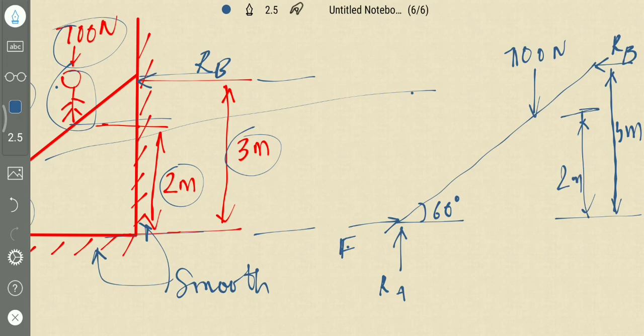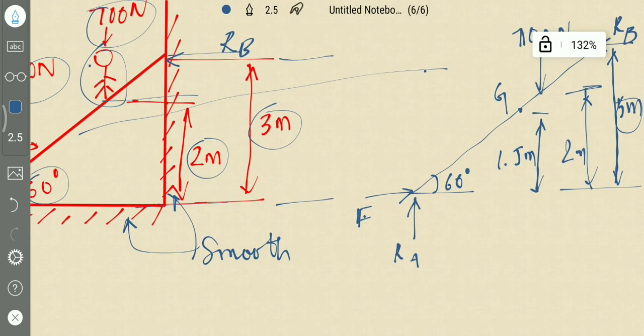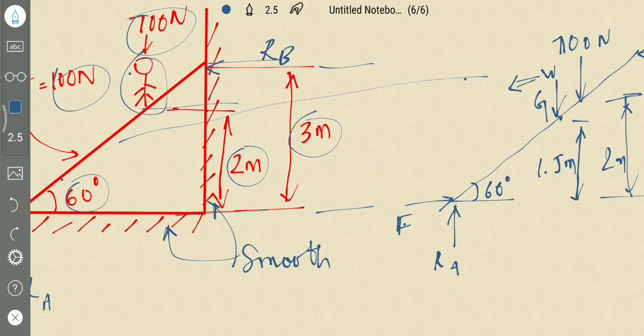The center of gravity lies here, which is half the distance, half the height of the ladder placement, which means this will be 1.5 meters. This is the center of gravity where the weight acts. What is the weight of the ladder? Weight of the ladder is 100 newtons.